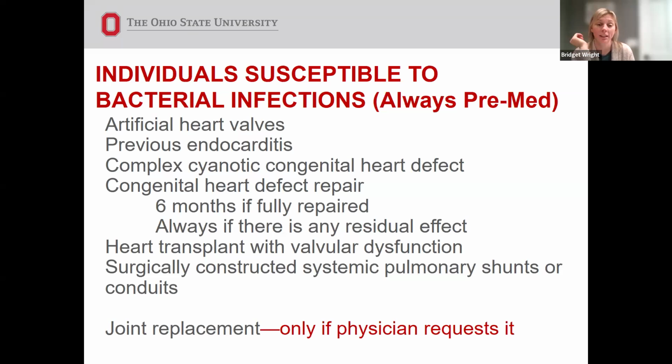Someone who had a heart transplant, but again had like a valve dysfunction. So again, now we're having another different type of heart, in this case, a whole heart transplant, but one of the valves is not working properly. And so they would need a pre-med. And then finally, anybody who has had shunts placed or conduits. So these are things that might just help the flow of fluid. And so those people would be at a higher risk for a bacterial infection. So we would want to provide them a pre-med.